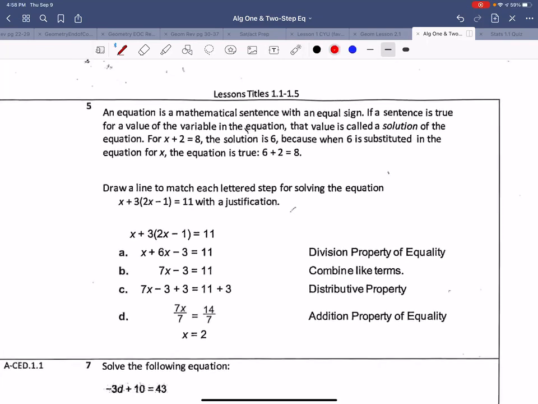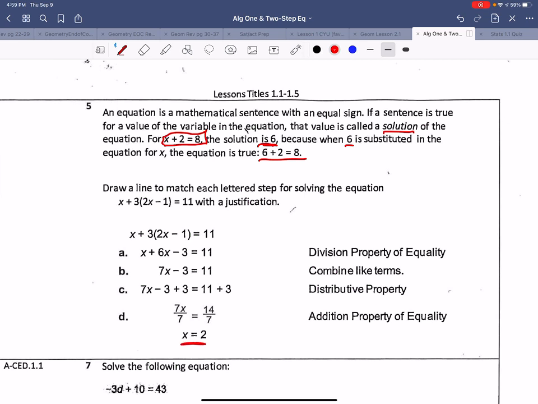Now we look here at question number 5. It says an equation is a mathematical sentence with an equal sign. If the sentence is true for the value of the variable, then the value has a solution. For x plus 2 equals 8, the solution is 6. So when we substitute it back in, that's a true statement.